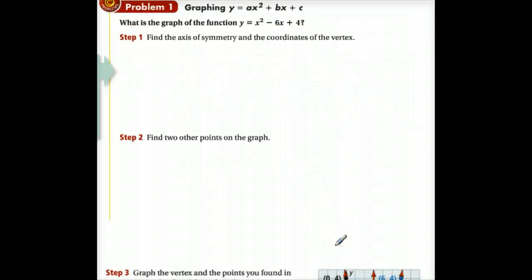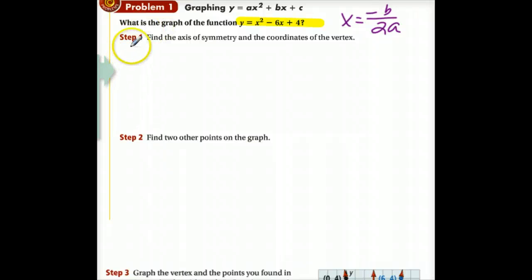Okay, let's do an example together. They're going to give us something in the standard form of a quadratic function, and we're going to graph it. Looks like we're dealing with y equals x squared minus 6x plus 4. First step is to find the axis of symmetry and the coordinate of that vertex. We need to know this: x equals -b/2a.